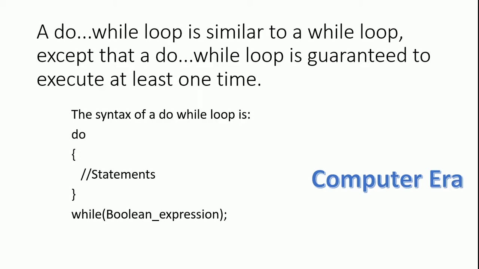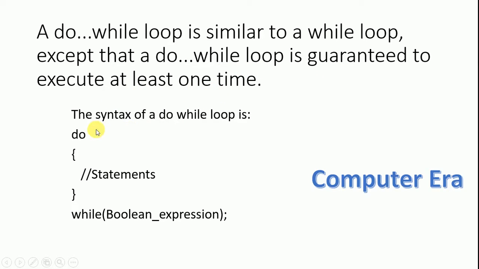So let's see the difference between while and do while. See the definition of a do while, syntax of a do while, their programming implementation, and the flow diagram. A do while is similar to the while loop, except that a do while is guaranteed. So let's read this line very carefully. A do while loop is guaranteed to execute at least one time.